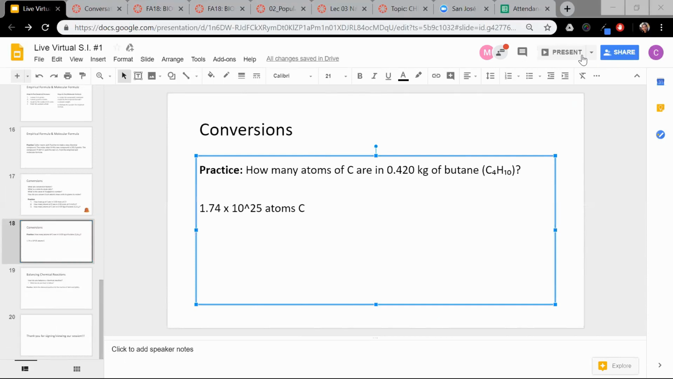All right, so the final answer to the conversion: the exponent should be to the power of 25. I forgot to multiply by 1,000, even though I wrote it out. I'll try to upload my work onto the slide soon.